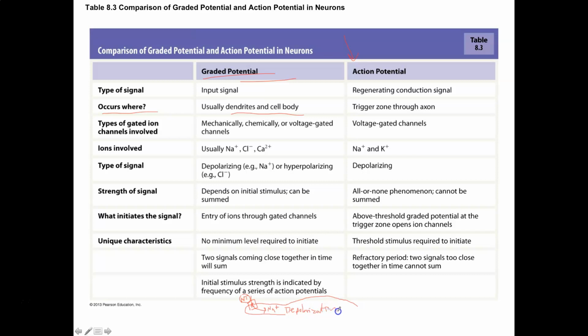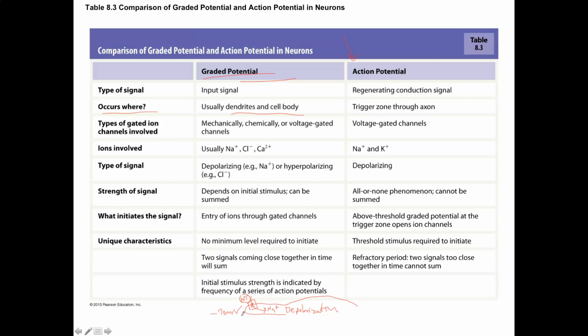That depolarization is not an action potential yet. It's just what we call a graded potential. But that graded potential is changing the resting membrane potential. What once was negative 70 millivolts is now going to be a different value. Maybe it changes the dendrite to minus 30 millivolts because enough sodium has come in to create that more positive value in the membrane potential.